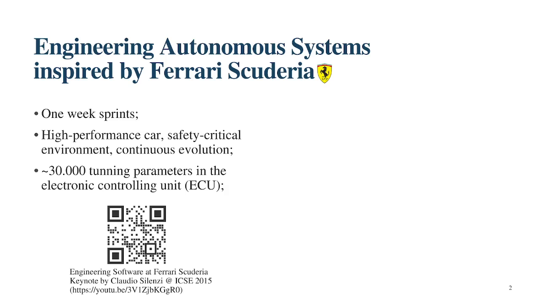Engineering at Ferrari means developing software that should work on high-performance racing cars operating in a safety-critical environment that must be in constant evolution. By the time of the keynote, the controlling software of the ECU had around 30,000 tuning parameters that were changed in between races.